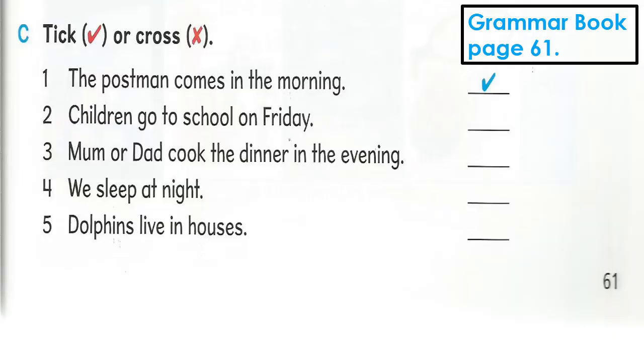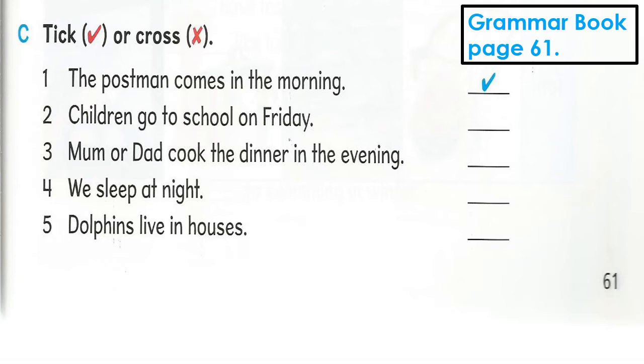We are still in grammar book page 61. Exercise with letter C. Tick or cross. I can also put true or false, like you want, Junior 2. Number 1. The postman comes in the morning. He put tick. Here I will check the grammar and I will check the truth of the sentence. So the postman comes in the morning. Comes, yes, I have to put s with the verb come, because postman is a singular noun, and also, yes, this is a daily action, comes in the morning.